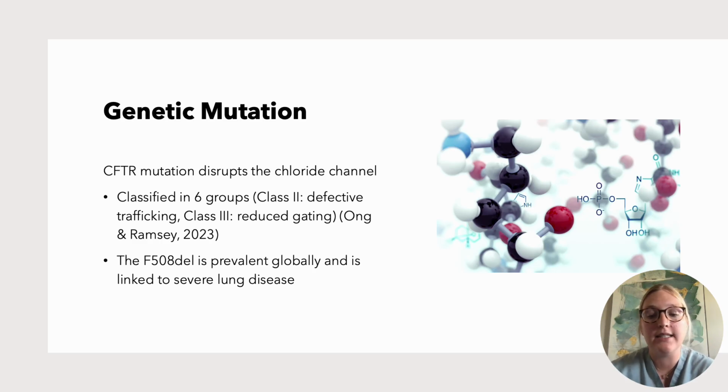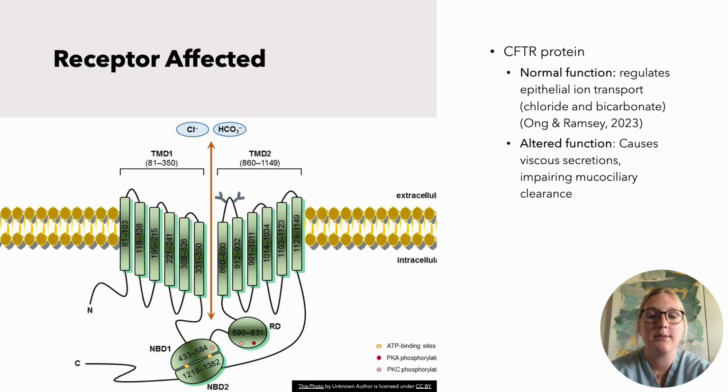It is classified in 6 different groups, and globally, this same variant is going to be linked to very severe lung disease. So getting into the specific receptor, it's going to be the CFTR protein. And usually this protein is going to assist in epithelial ion transport of bicarbonate and chloride. And what happens is during this mutation, it's going to cause a lot of mucus backup and plugging. It's going to cause viscous secretions and impaired mucociliary clearance.